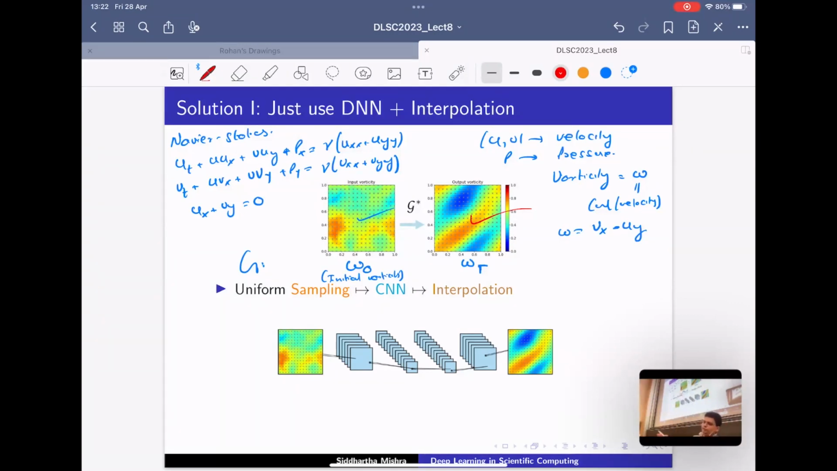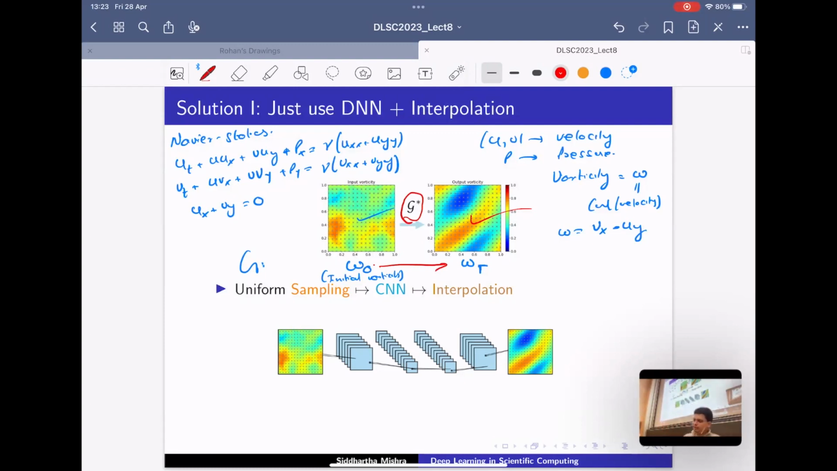Given an initial vorticity, by the way, from a vorticity you can also get the velocity field in 2D. This is a unique mapping. It's called a projection or a Hodge projection. Anyway, so you've been given some initial vorticity and you take it to some final vorticity. So this is the operator that you are interested in learning, right? But remember that the input is a function. So in this case, it's an image, it's vorticity.